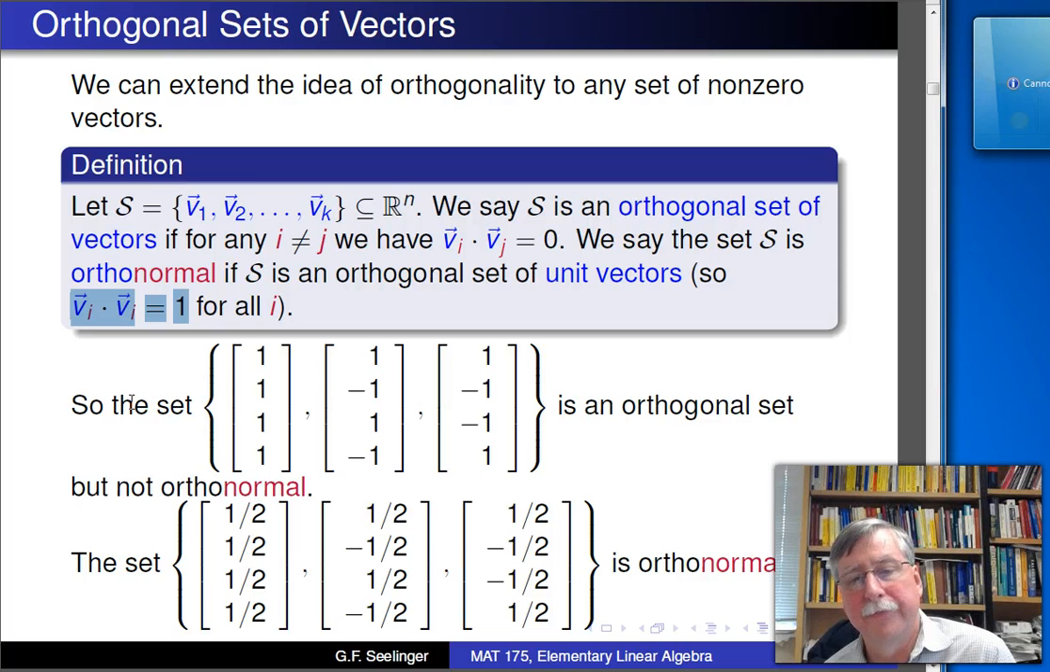Notice if I change it so that this is 1/2, 1/2, 1/2, 1/2, then 1/2 squared is 1/4. So I have 1/4 four times, and I get 1. The same thing happens in these two situations, here and here. So that's when we say orthonormal. Normal just means that I have unit vectors instead of just an orthogonal set.